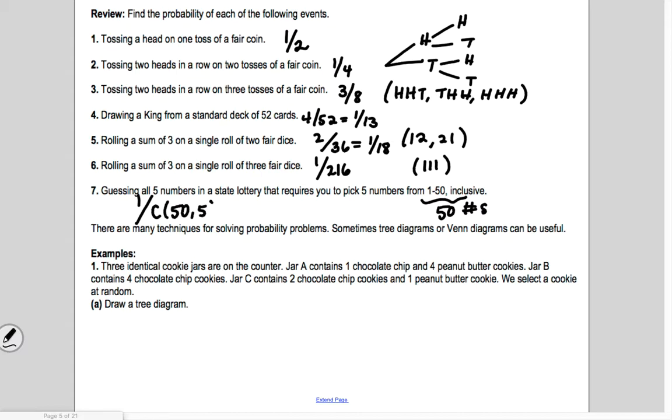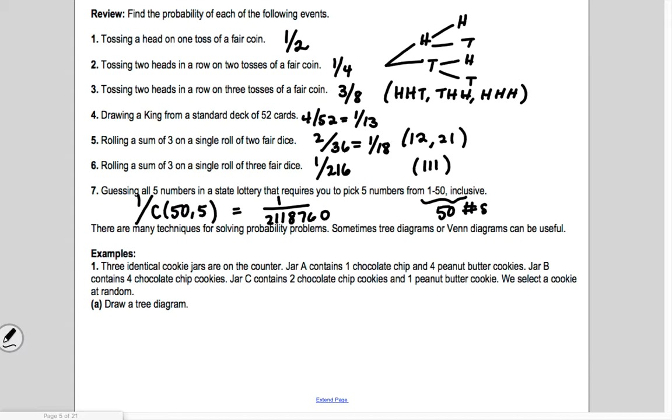Not 50 factorial. 50 choose 5, right? Do you guys see why it's 50 choose 5? I have 50 numbers and I'm selecting 5 of them. Oh man, I did 5 choose. That doesn't work. It's a really big number. So it's 1 over 2,118,760. So 1 out of over 2 million ways.